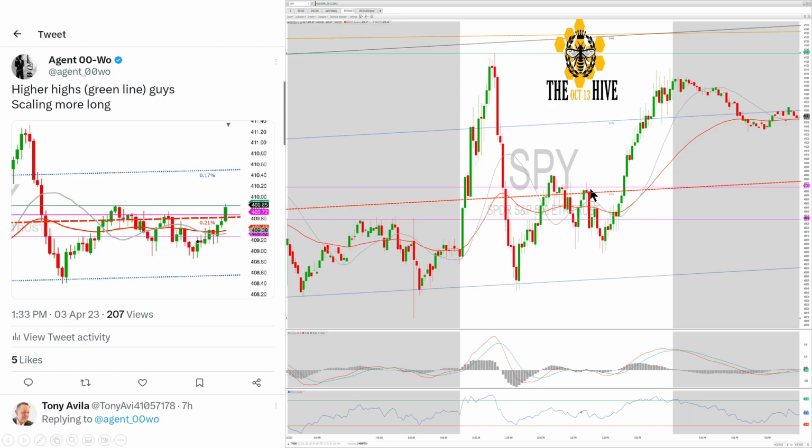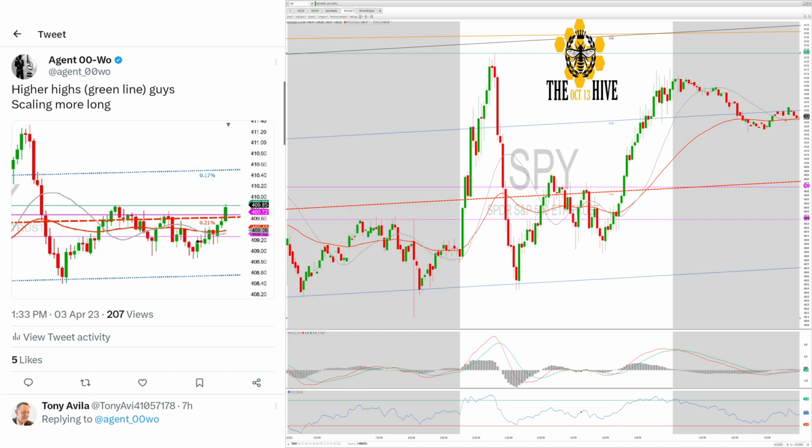Here we go. Here we go. Oh, I don't have it drawn here on this. Let me see here. Oh, yes. It would have been like equal right here, right here. This tweet right there. This was the green line at the time that I had drawn in. Higher highs, green line, scaling more long. Yes, yes, yes. See, you made higher highs. This is higher than that. As you can see on the green line, that is higher than that. Boop, go long. That's it.